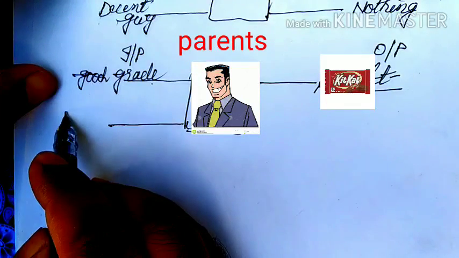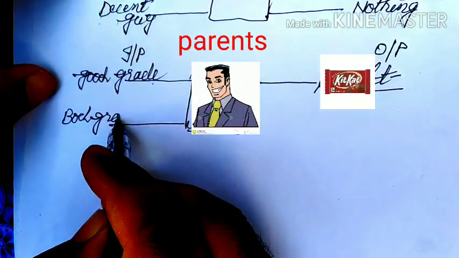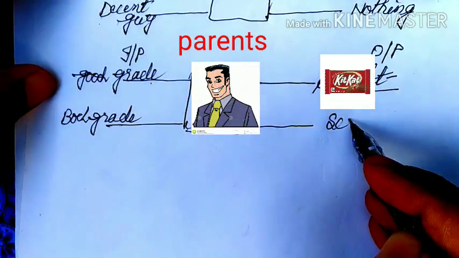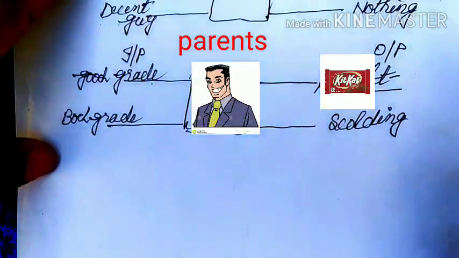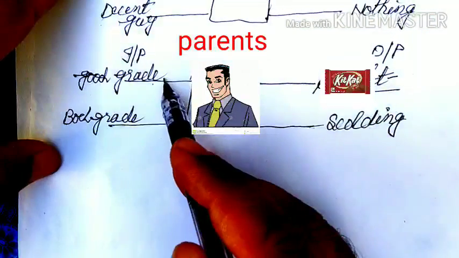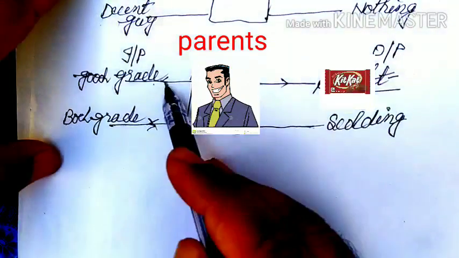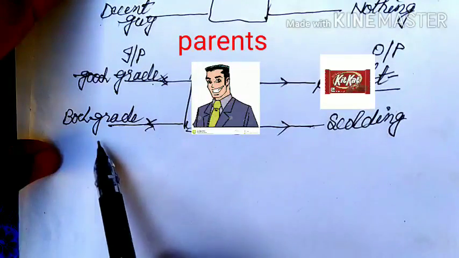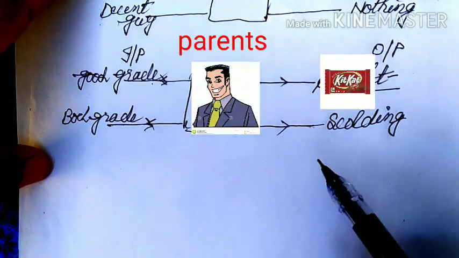If the child gets as an input bad grade, scolding. Or it depends on the parents. So you can see here, these are the examples of real life examples.